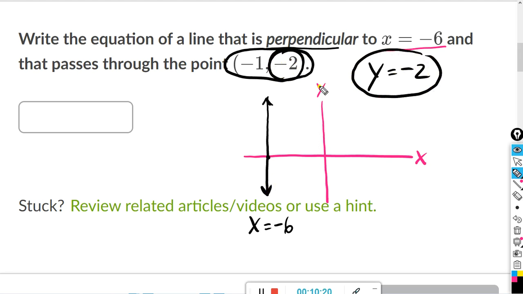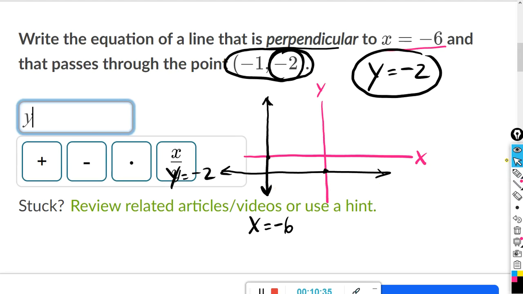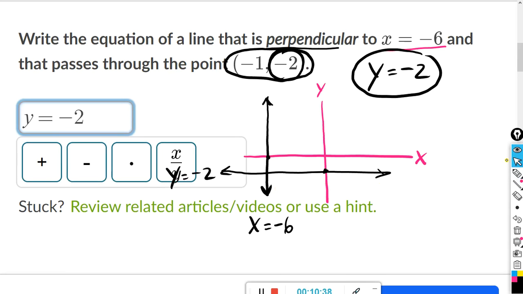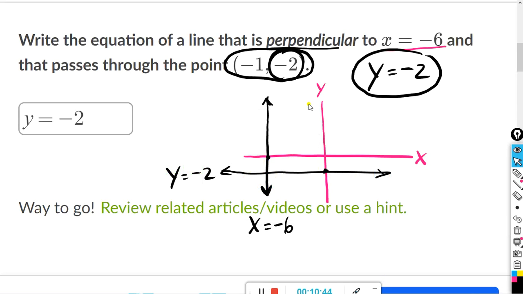And if you want to see it on the graph, this is the y-axis. Count down about 2 units. And this right here is going to be y equals -2. So that's it. Type in the box, y equals -2. So remember, if it's perpendicular and you have x equals some number, the perpendicular line is going to be y equals some number.